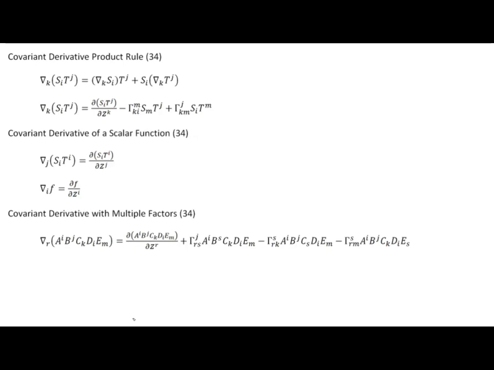Now, everything we've done with the covariant derivative so far has involved vector components, or tensors of rank 1. In the next video, we're going to look at what it means to take the covariant derivative of higher rank tensors.